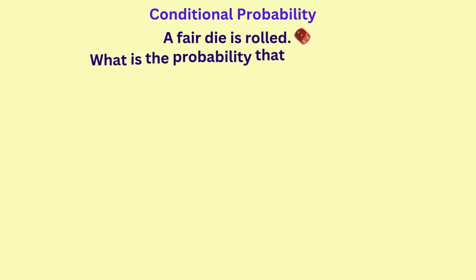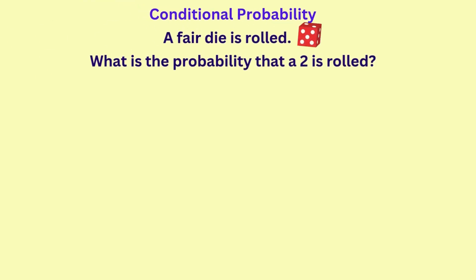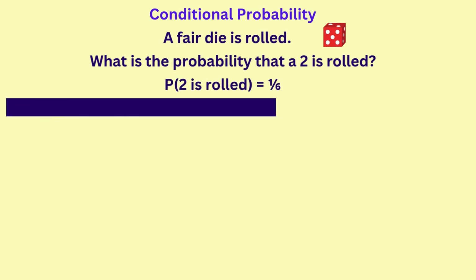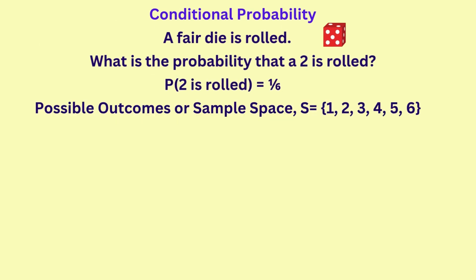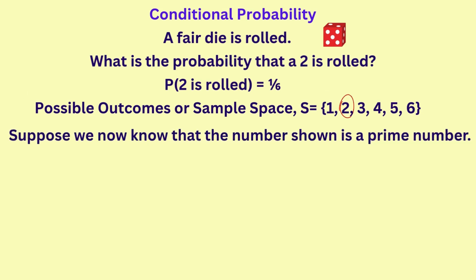A fair die is rolled. What is the probability that a 2 is shown? This would be 1/6, since there are 6 possible outcomes, and there is only one 2 on the die. Now, what if we now know that the number shown is a prime number? This extra bit of information changes everything.